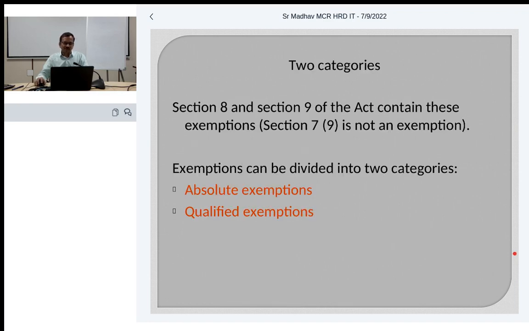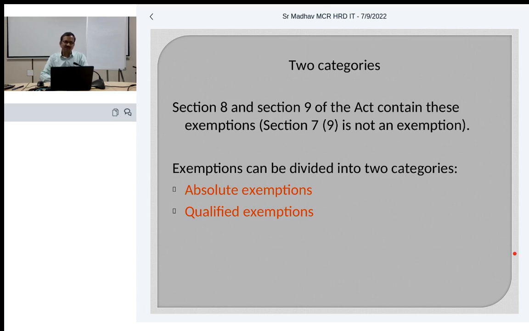So we will move on to exemptions now. There are again two categories. Exclusions are these bodies excluded from the purview of the RTI Act under Section 24 and the Second Schedule read together. Exemptions mean various situations, various categories of information where a public authority can withhold information. Again, these can be divided into two categories.